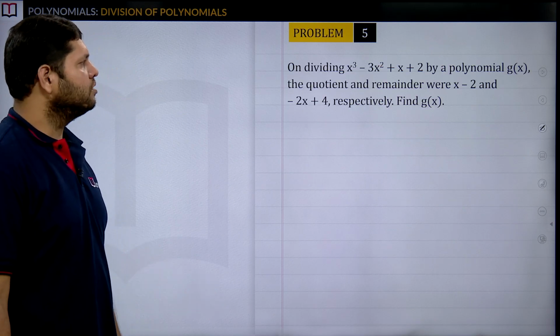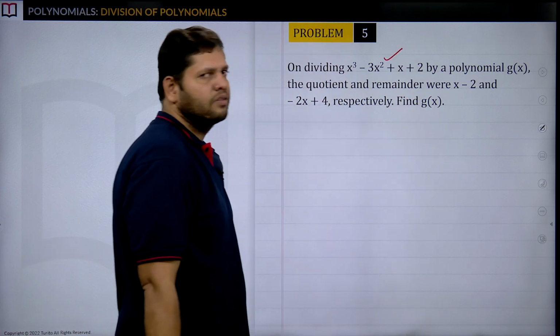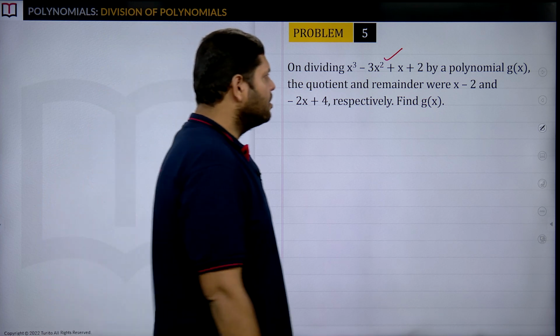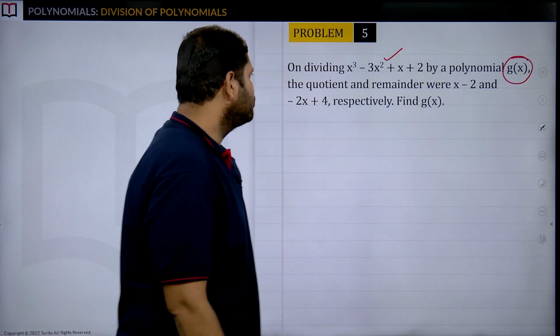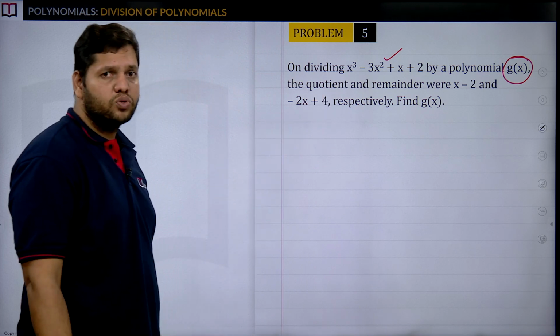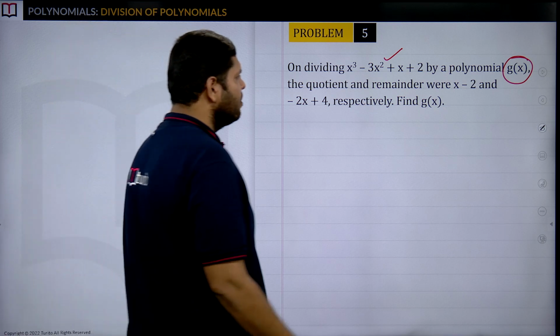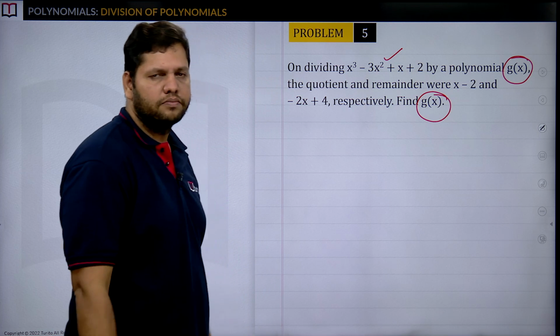Now, children, look at this question. On dividing this polynomial with another polynomial, something g of x, the quotient and remainder are x minus 2 and minus 2x plus 4. Then they are asking what is the g of x? Are you getting my point, children?